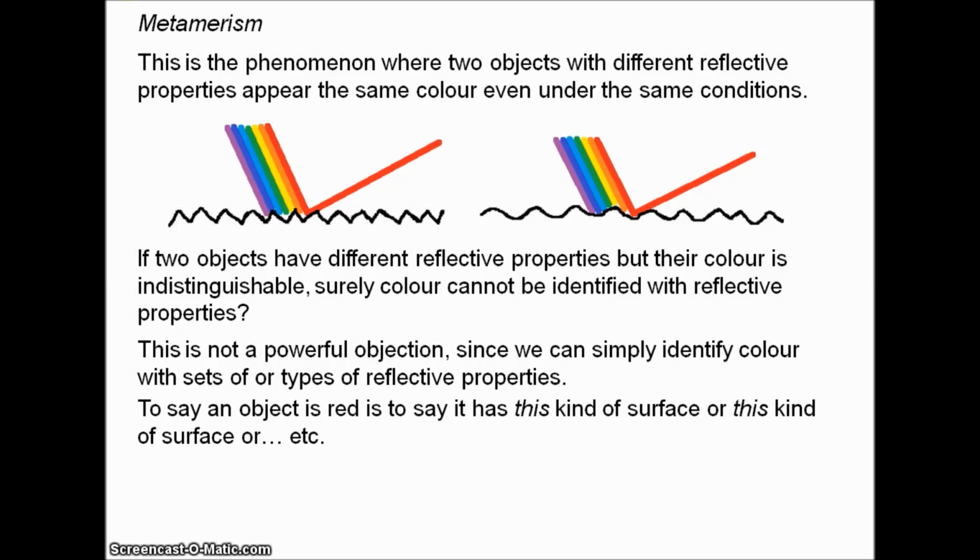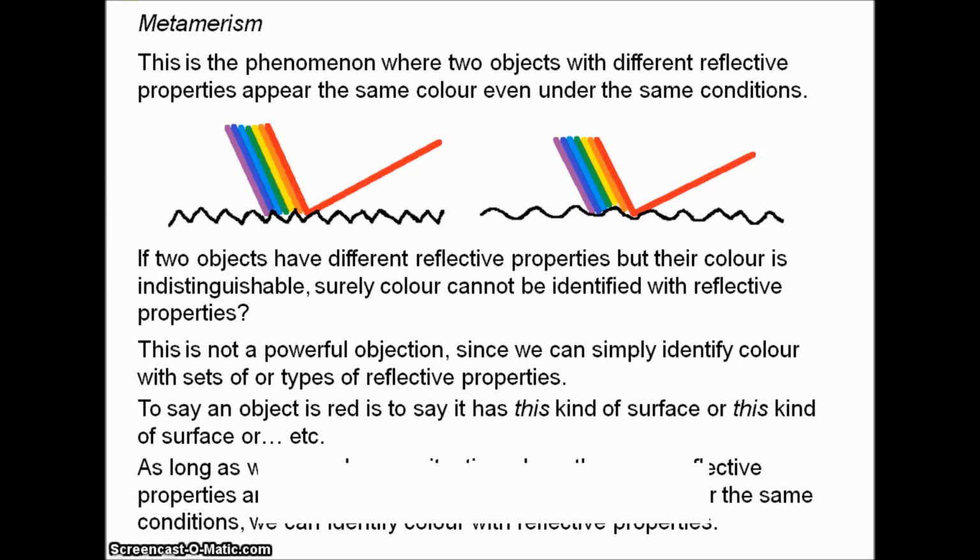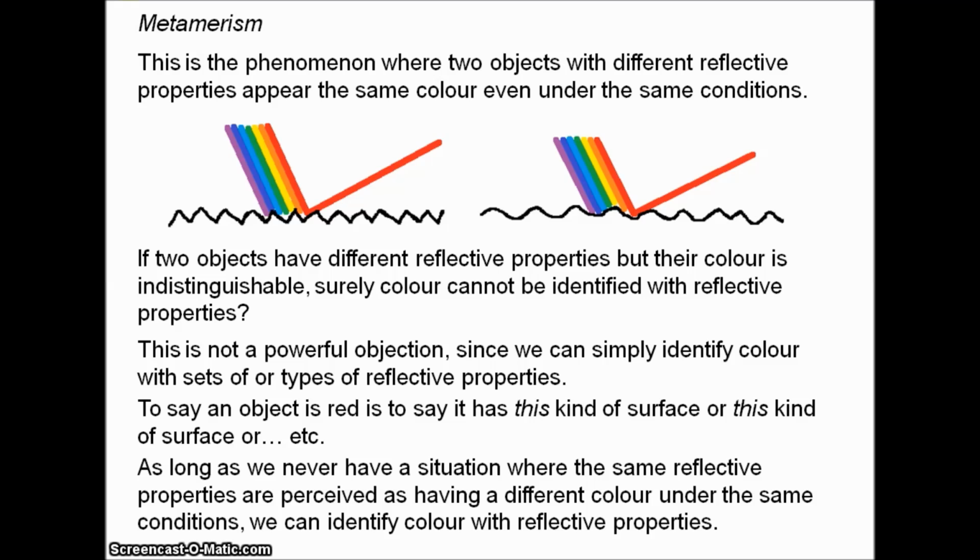I think a much more powerful objection to the direct realist account here would be if we found two surfaces with the same reflective properties, but that appear a different colour under the same conditions. I'm not aware that there are any such surfaces, though. As long as we never have a situation where the same reflective properties are perceived as having a different colour under the same conditions, and where this is a case of correct perception, not hallucination or whatever, I think it's fine to identify colour with reflective properties.